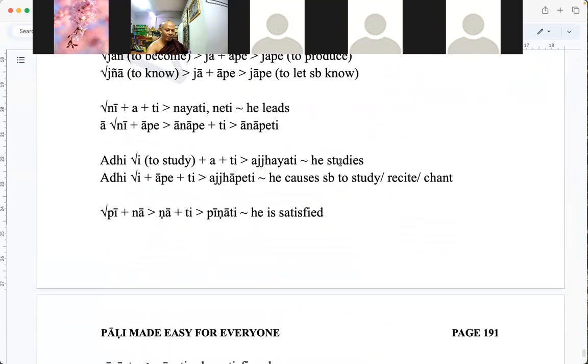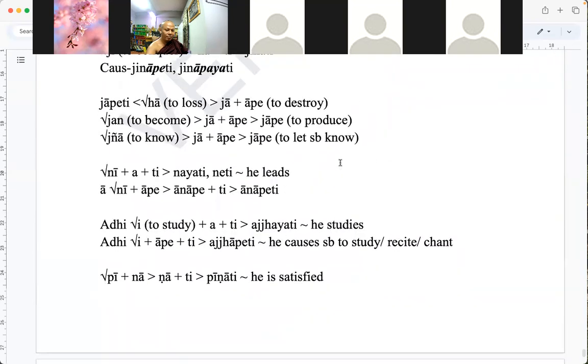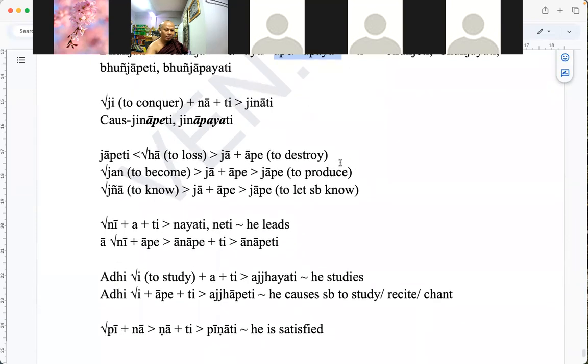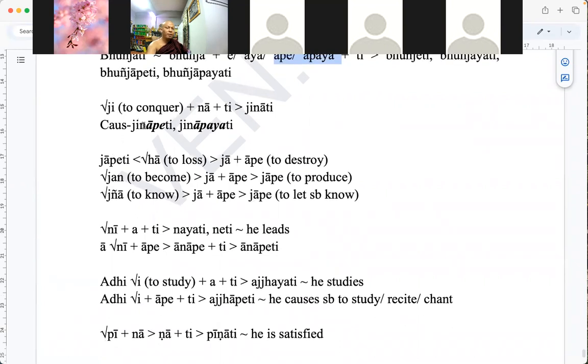And the second question, Bante, belongs to the causative verb. It is chinapeti. From the root chi, we add ape, so it will be chinapeti and chinapayati. For chinapeti, the meaning is that he makes somebody conquer.